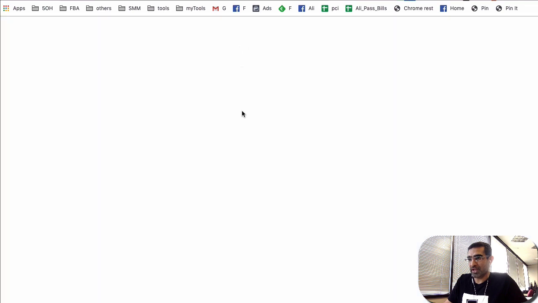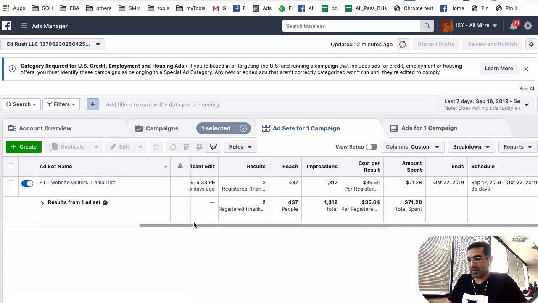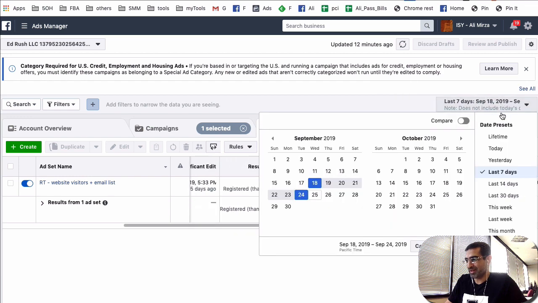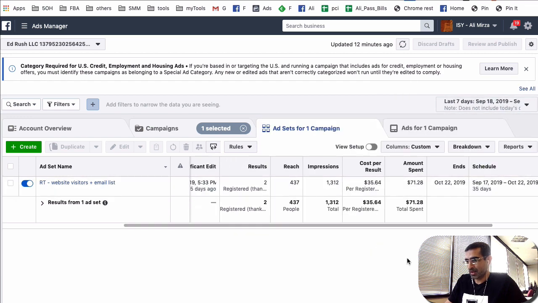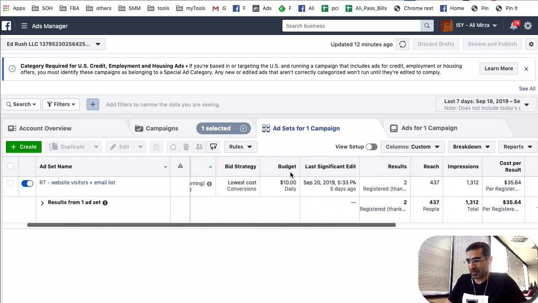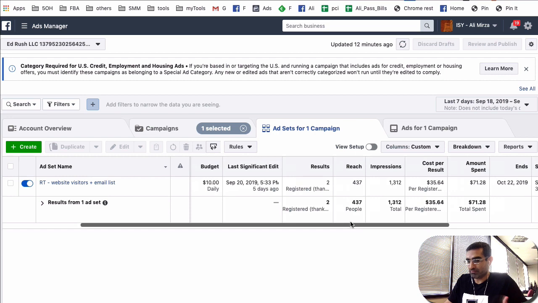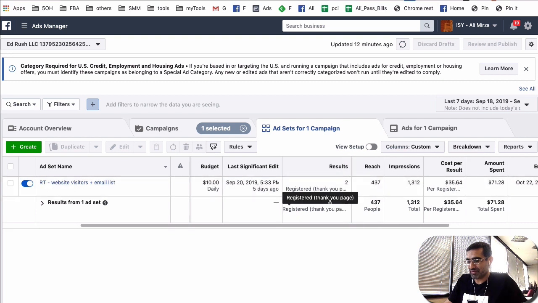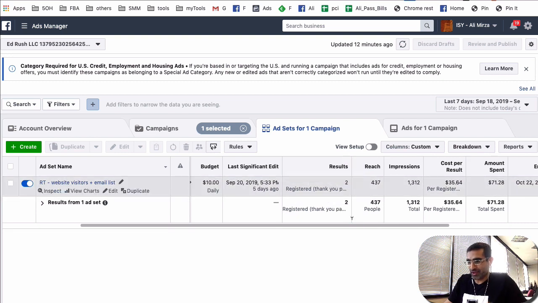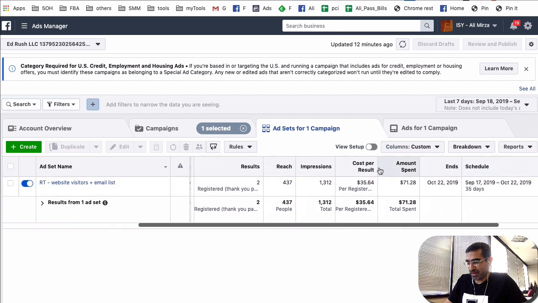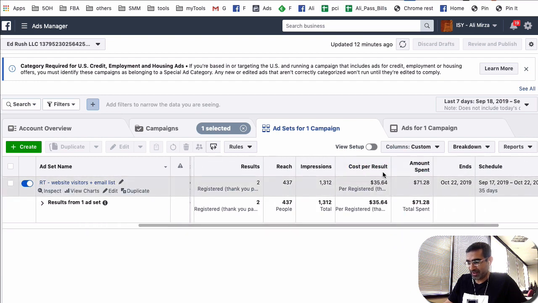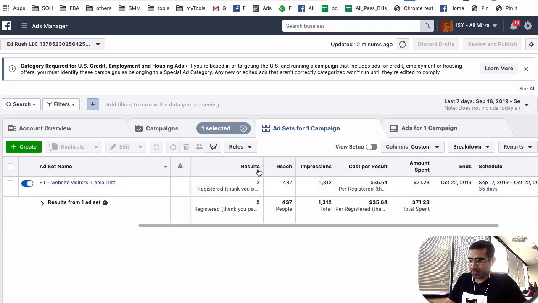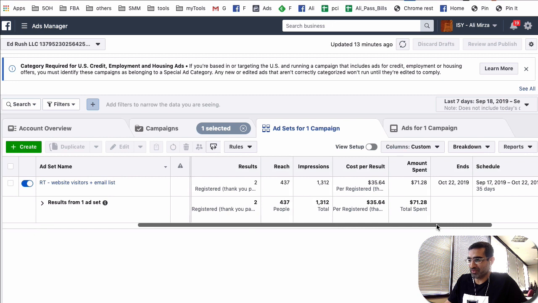Now let me jump into the ads manager. So here we are. Here's the campaign that we have been running. Let's look at the data for the last 7 days. And if you look at this, we're spending $10 per day. So not spending a lot of money. And so far we got 2 registrations. And how do we know this? Because we have a custom conversion set up for the thank you page. And how much did we pay per result? So we are paying $36 per sale or per conversion. Now, if you do the math, people are buying, and this is a really high ticket product. So obviously this is working really well.